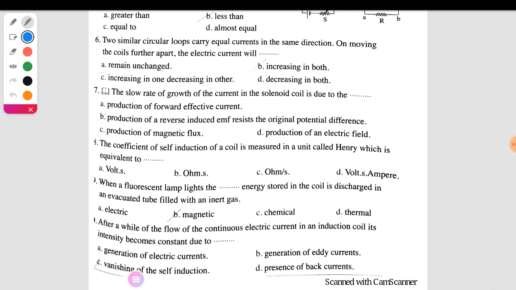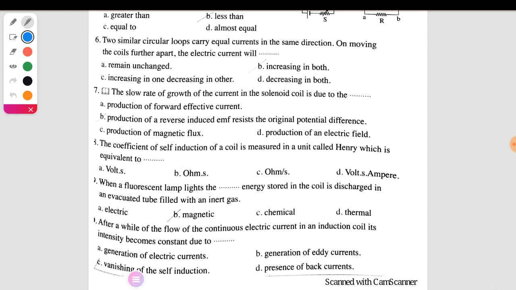Two similar circular loops carrying equal current in the same direction. On moving the coils farther apart, the electric current will remain unchanged, increase in both of them, increase in one and decrease in the other, or decrease in both. Two similar coil loops carrying equal current in the same direction. On moving the coils farther apart, the current will increase in both of them.